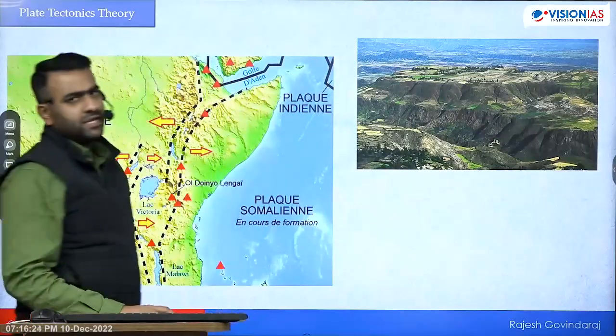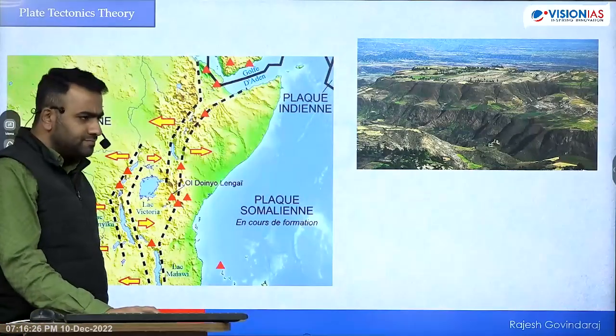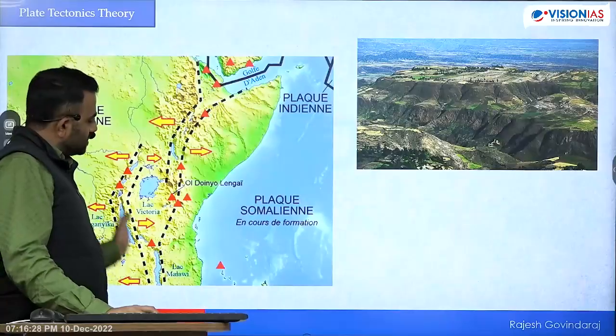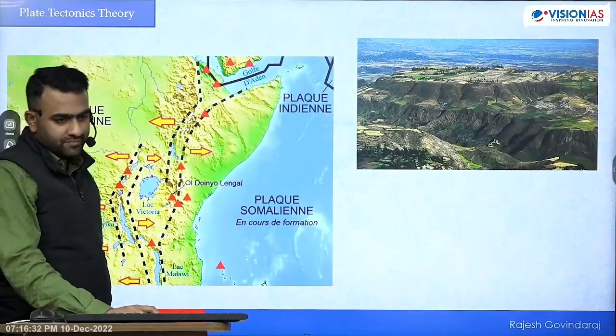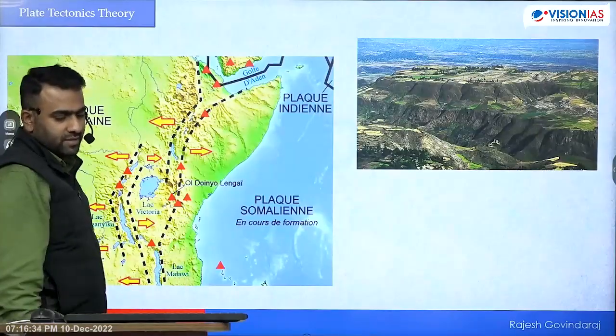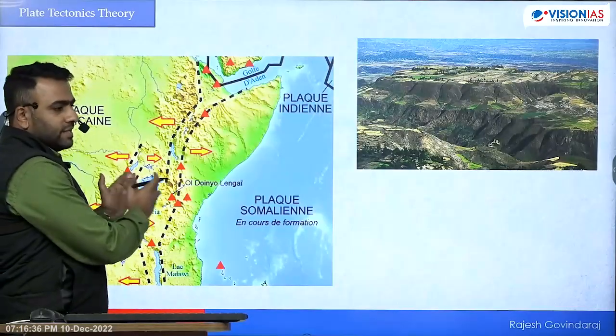Such a series of faults is called a rift valley. It is very clearly visible even from the satellite. This entire region is called the Rift Valley. This is the East African Rift Valley. It has just started to separate. After separating, it will gradually move away.